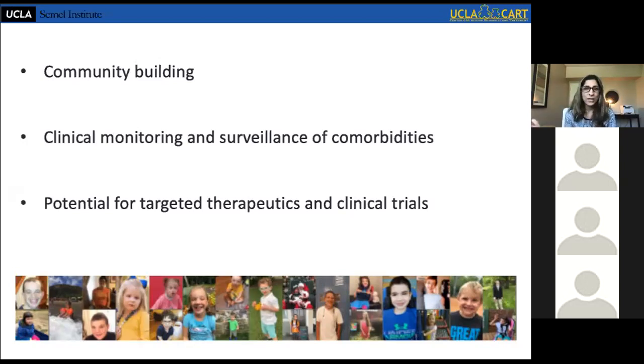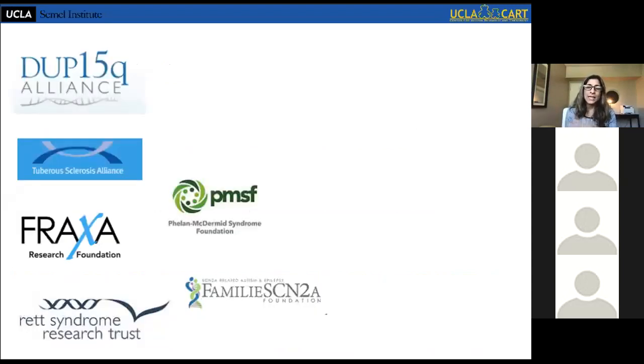And with that, we're opening the door for clinical trials. And again, that's what we're going to focus on today. But I do just want to show you a couple of examples of these first two. Okay, so community building.